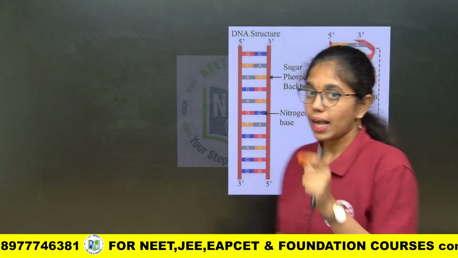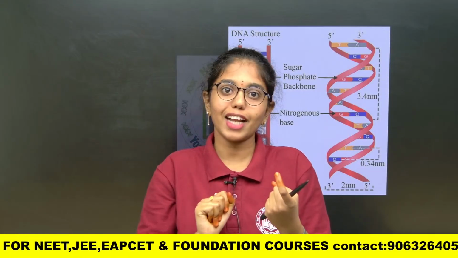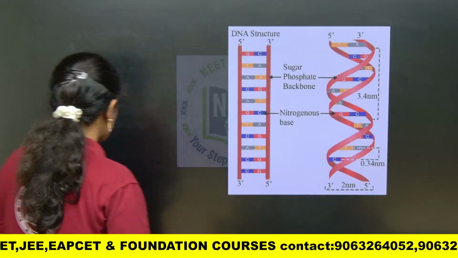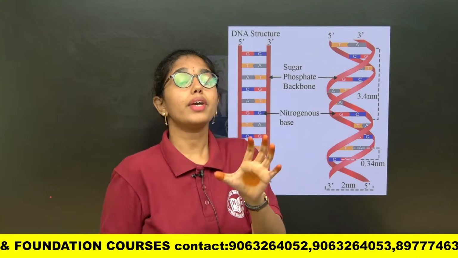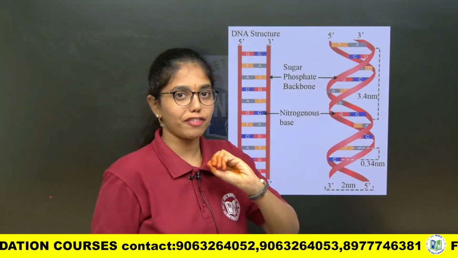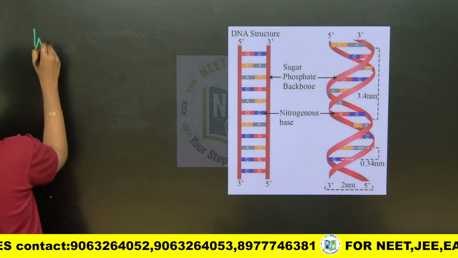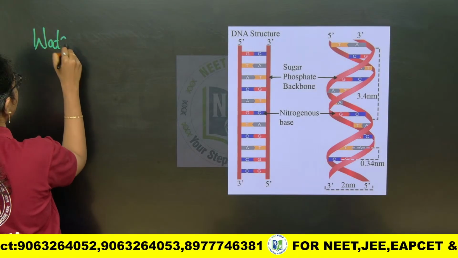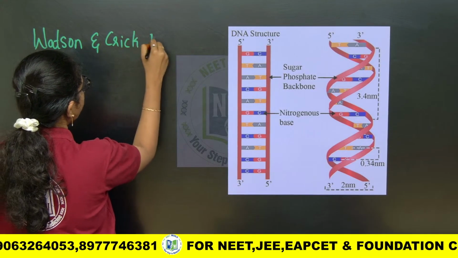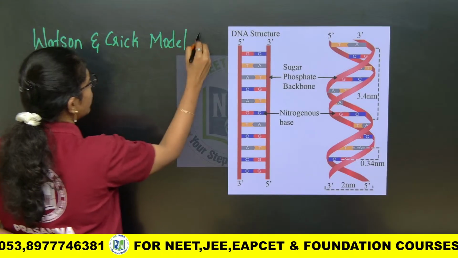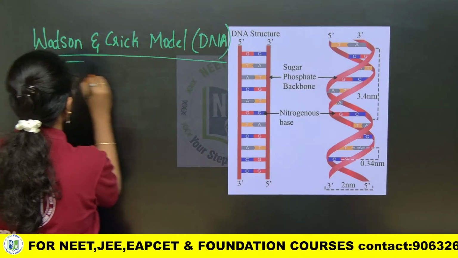Next, you have to look into what? Watson and Crick model. As such, now we have got to know how a nucleotide is formed, how a polynucleotide chain is formed. Watson and Crick has proposed a model of double helical structure of DNA by understanding the X-ray diffraction studies. So here you look into Watson and Crick's model of DNA.